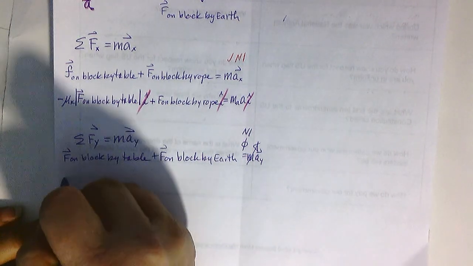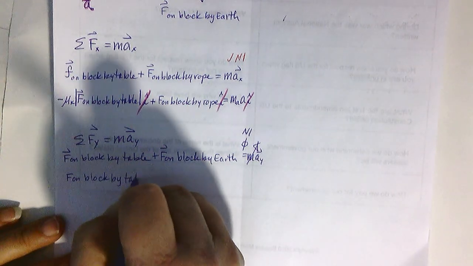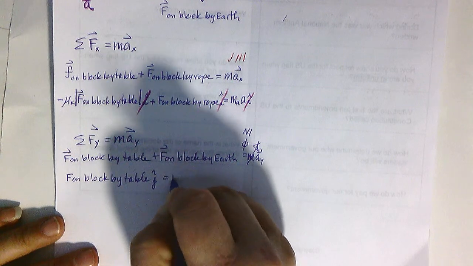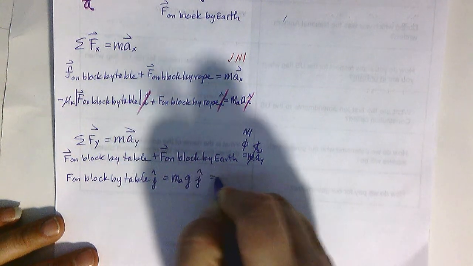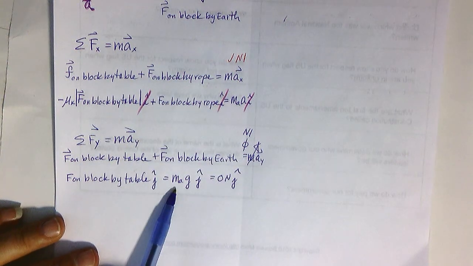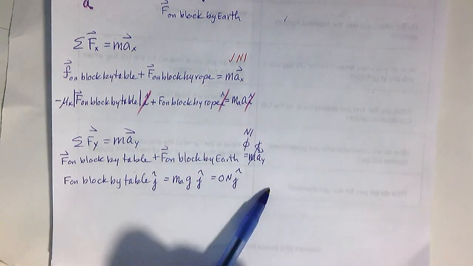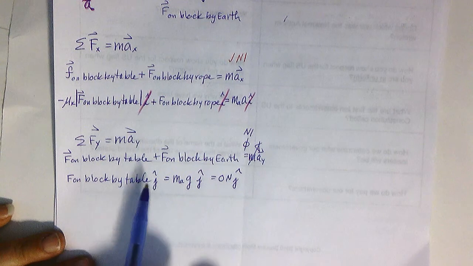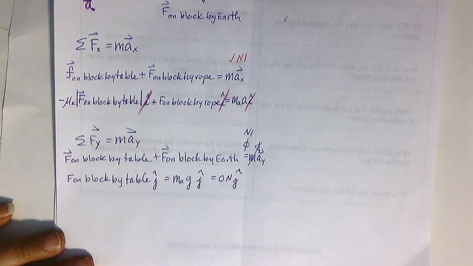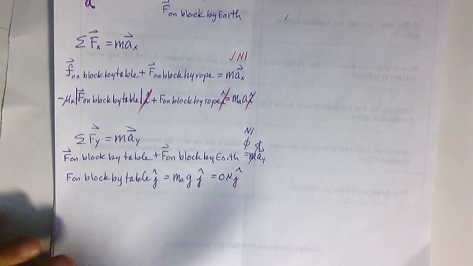Okay, substituting in our magnitude and direction, we have force on block by table, j hat minus m sub a g j hat equals 0 newtons j hat. Notice the subscript for the mass. Please make sure you are using subscripts when you have multiple masses, because if you don't, you're just going to have m's everywhere. And when you go to combine the b equations with the a equations, it's going to get confusing. So you need to make sure that you're not missing subscripts.